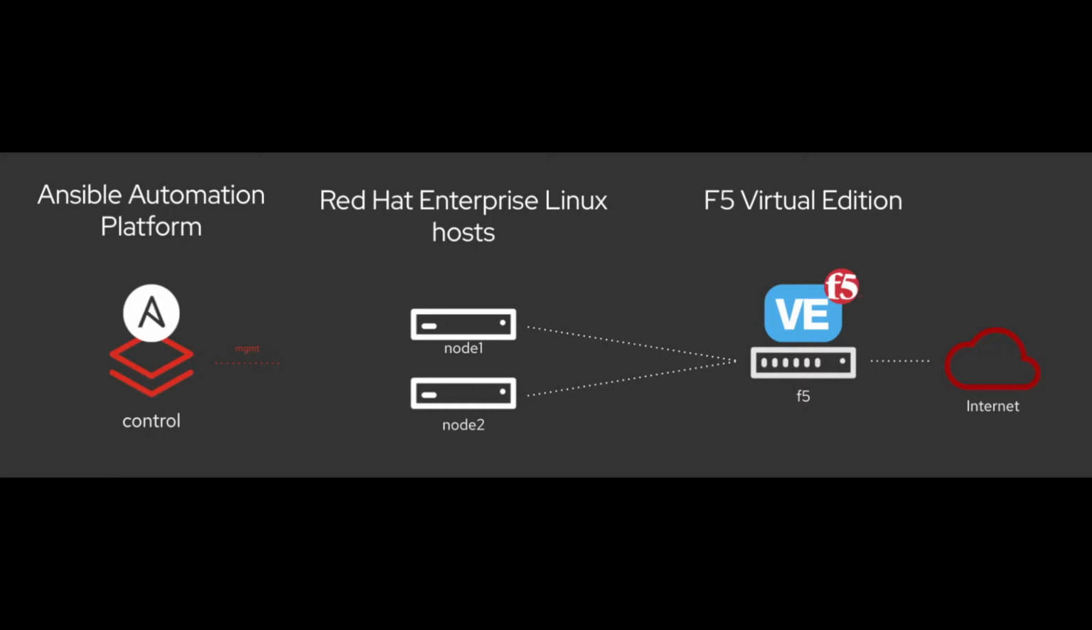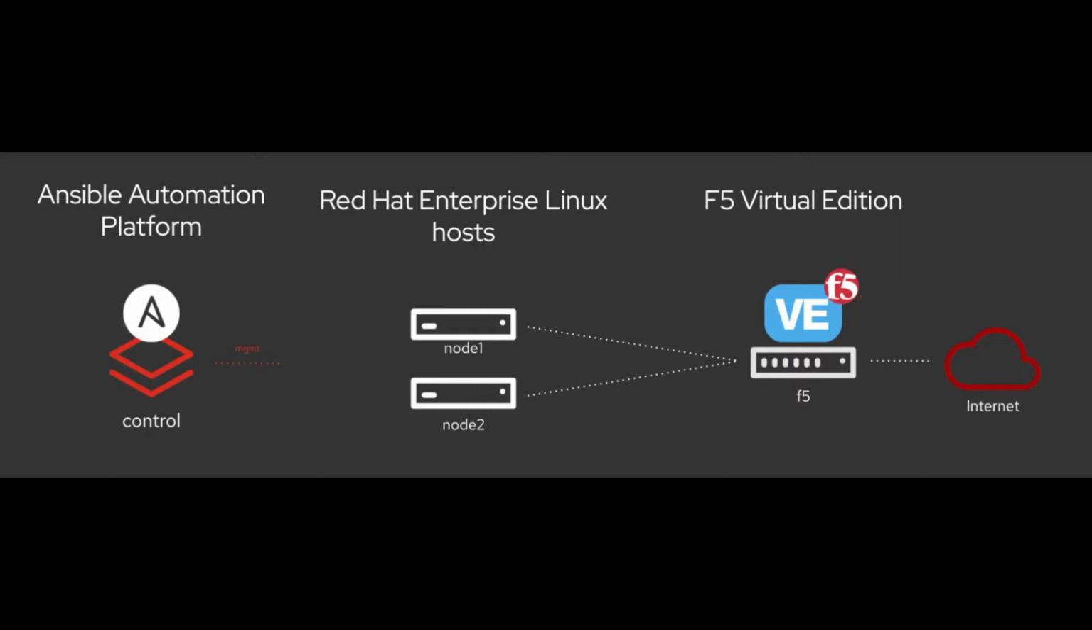The first one is going to gather some system information or facts from the F5 virtual edition. The second playbook is going to install that application or that virtual IP to front end the nodes. And the third use case will be around operational activities performed on the application, which is basically your node 1 and node 2, and look at how we can achieve enabling and disabling those nodes.